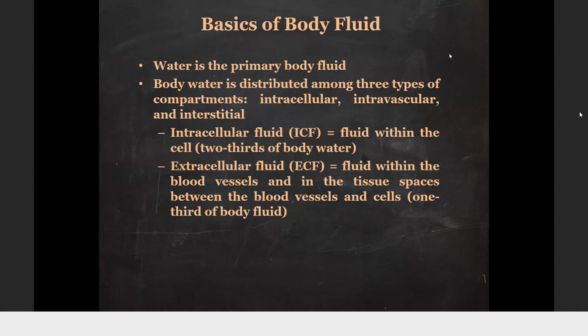So what are the basics of body fluid? Water is the primary body fluid. It is distributed among three types of compartments: the intracellular fluid, the intravascular fluid that is inside the blood vessels, and the interstitial fluid between the cells.